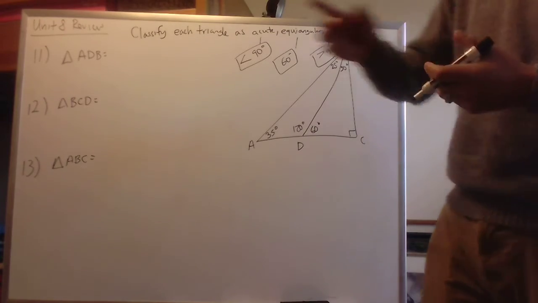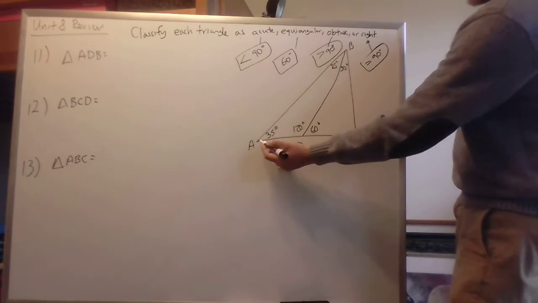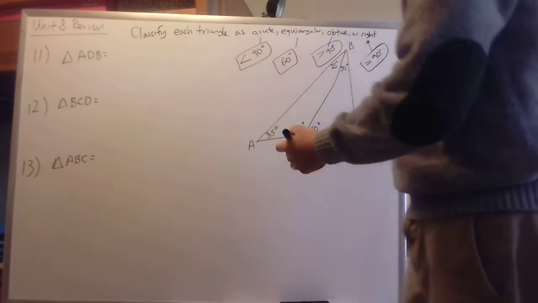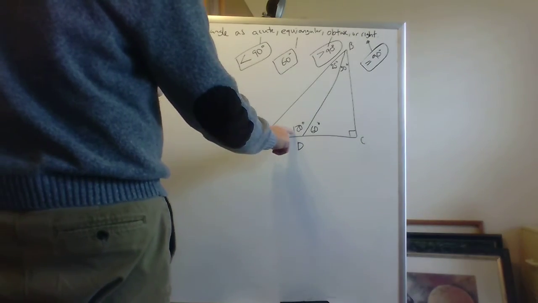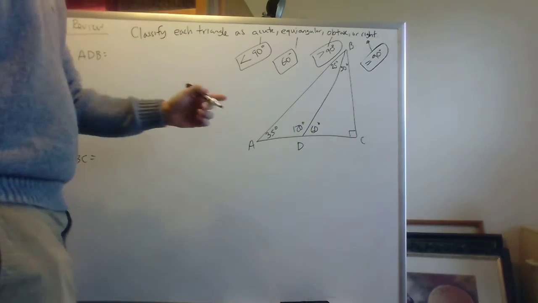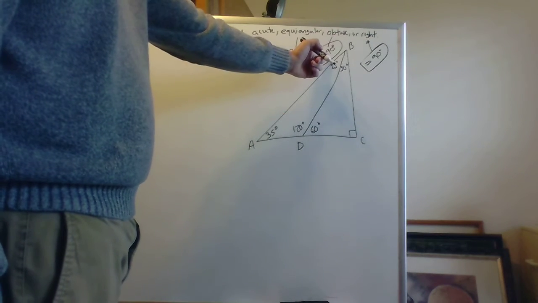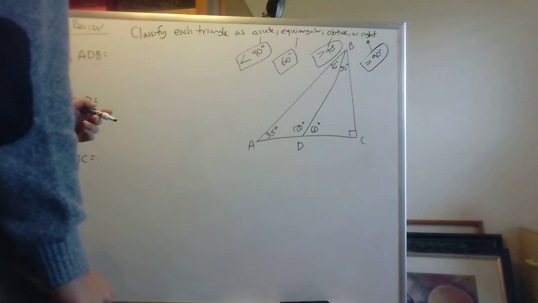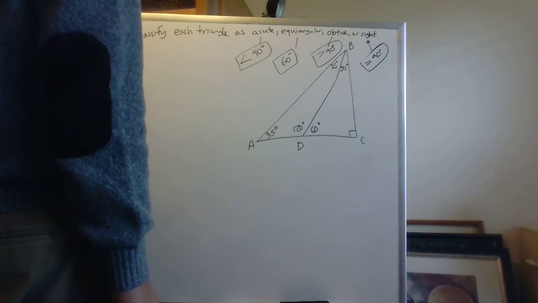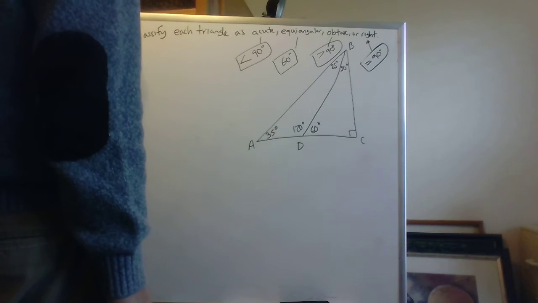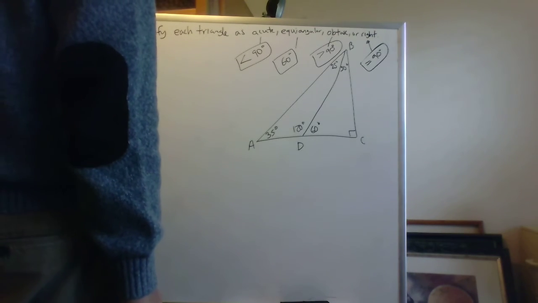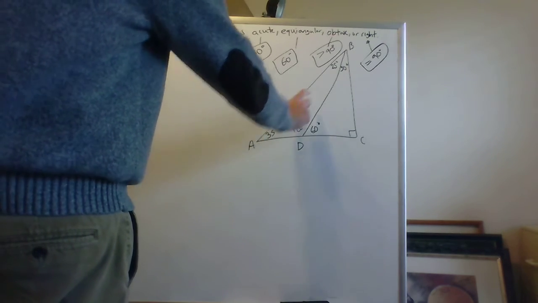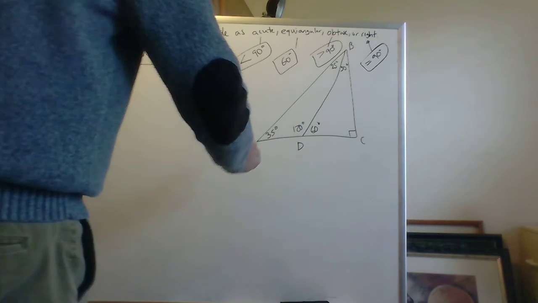So we're looking at triangle ADB. If we look, ADB is right here. We have angles of 35 degrees, 120, and 25. Since we have an angle that is greater than 90, and this angle right here at angle D is 120 degrees, we are going to say that triangle ADB is obtuse, because we have an angle in triangle ADB greater than 90.